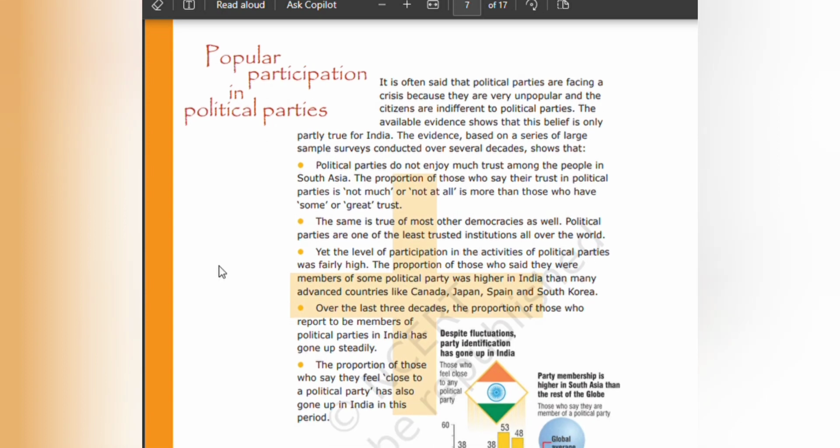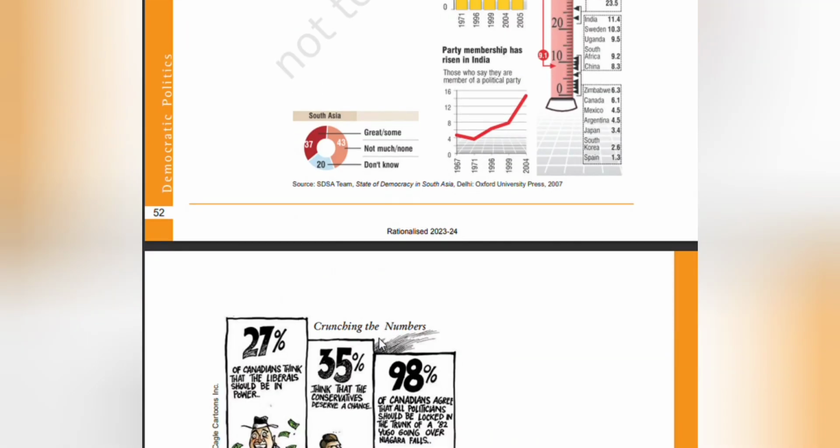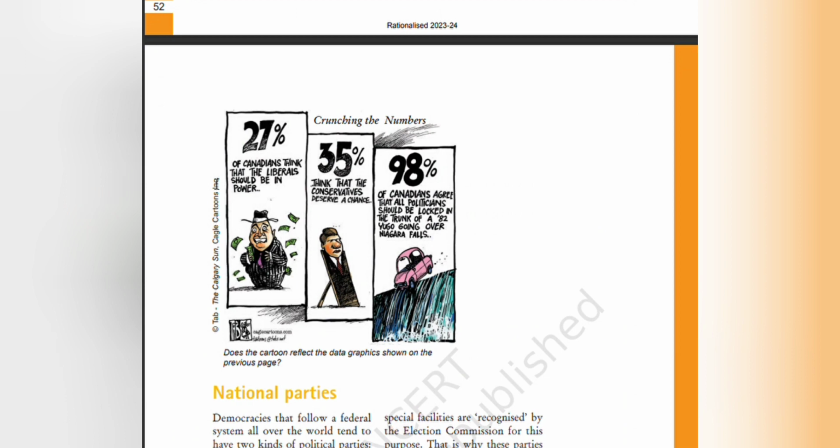At the same time, the level of participation in the activities of political parties was fairly high. The proportion of those who said they were members of some political party was higher in India than in many advanced countries like Canada, Japan, Spain, and South Korea. Over the last three decades, the proportion of those who report being members of political parties in India has gone up steadily. The proportion of those who say they feel close to a political party has also gone up in India in this period.